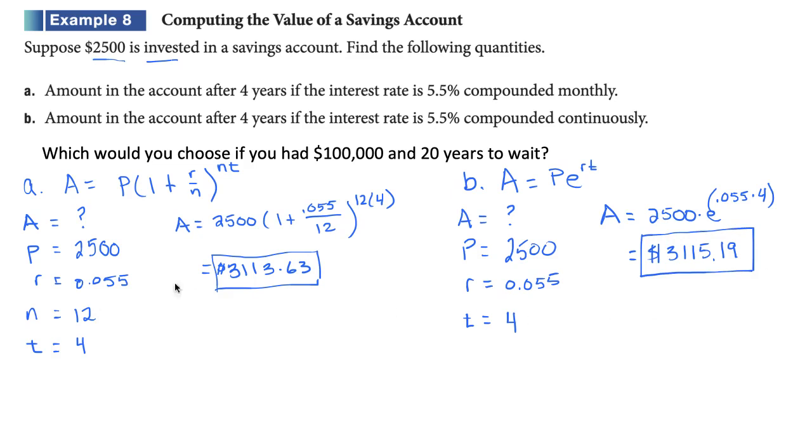So my question is, the difference here is not that great. Here is monthly, and this one over here is continuously. The continuously is a little bit more. But imagine you had $100,000 and you had 20 years to wait. Which one would you choose? Most likely the one that compounds continuously, because you will make more money. All right, let's move on.